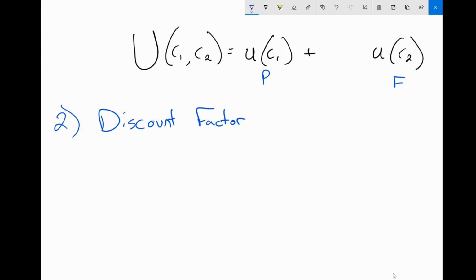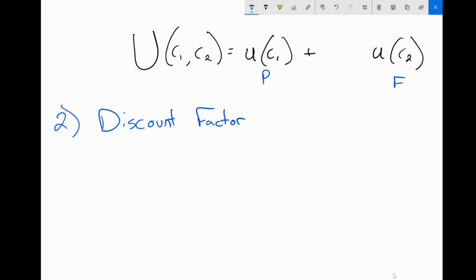But humans don't think about the present the same way they think about the future. Typically, humans put greater value on the present than they do on the future. And we can think of all kinds of reasons for this, but a simple reason would be that today, I know I will have my current consumption, but I don't know if my future will come. And so I'm going to put less value on future consumption, on future utility, than I do on present utility.